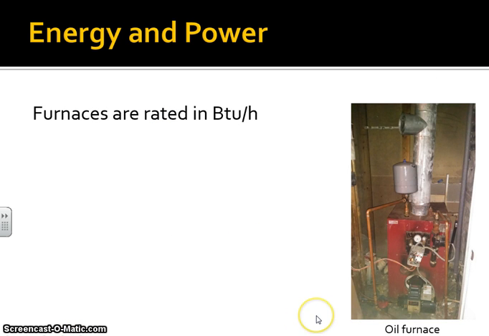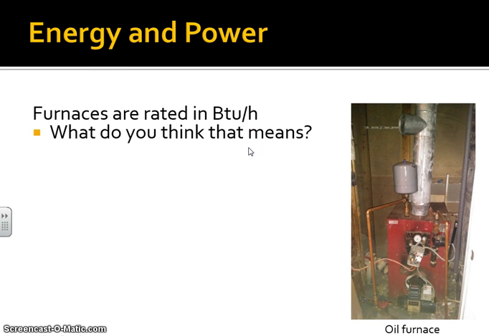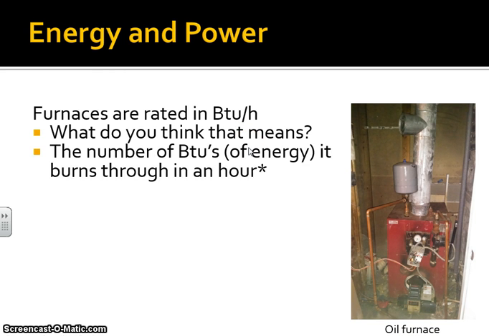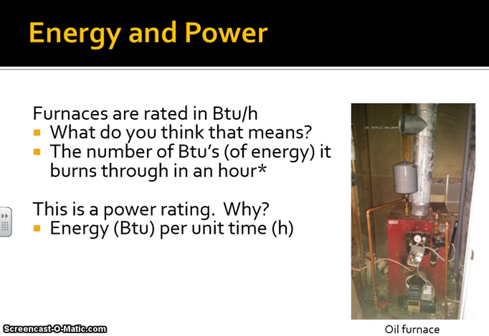Let me give you a couple examples. First one, here's an old, really ugly, but functional oil furnace. Furnaces are generally rated in BTUs per hour. What does this mean? It means the number of BTUs of energy it can burn through in 1 hour. So this is a power rating. Why is this power? Remember, power is energy per unit time. So it's energy in BTUs per unit of time, in this case, the hour. So it's a power rating. Energy per unit time is power.